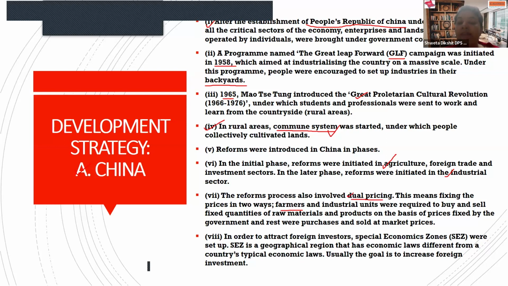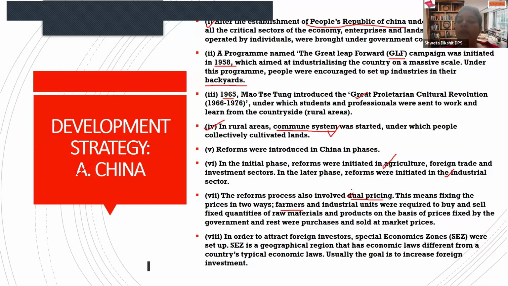Dual pricing means that the farmers and the industrial producers, that means all the producers in the economy, were allowed to sell their produce or buy their produce from the market or to the market at two prices. The first is the fixed price set by the government. So the fixed quantities at the fixed price were sold or purchased only to or from the government, whereas the rest of the quantities were free to be sold or purchased from or to the rest of the world.